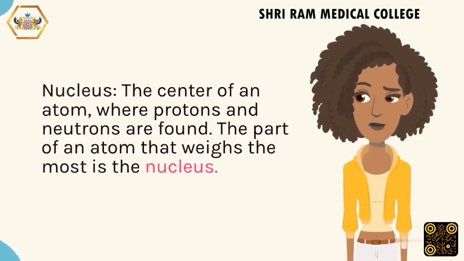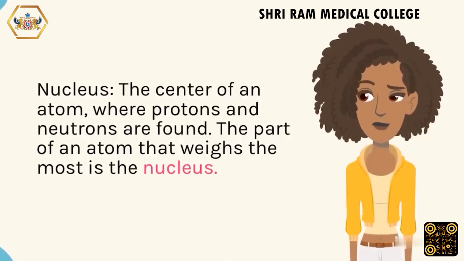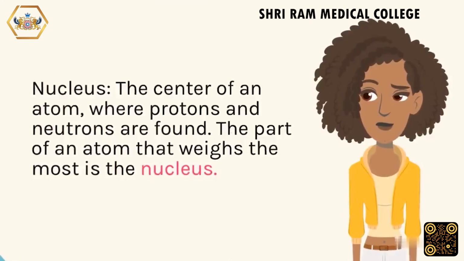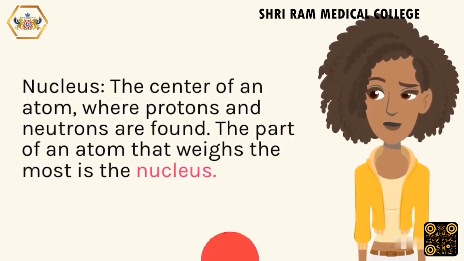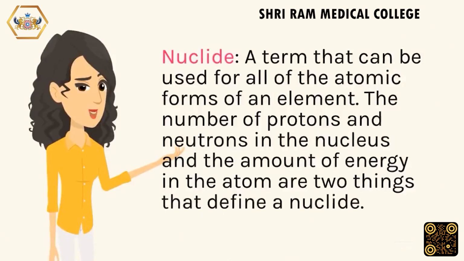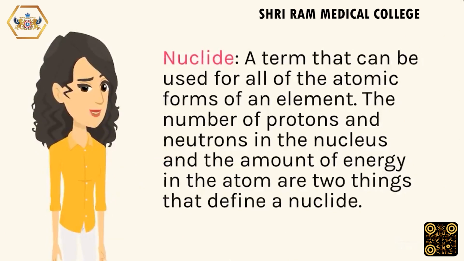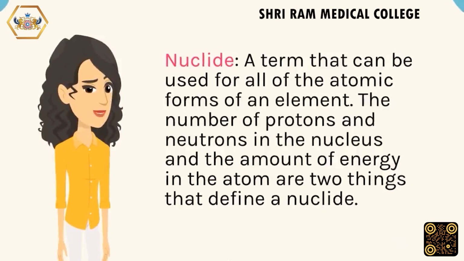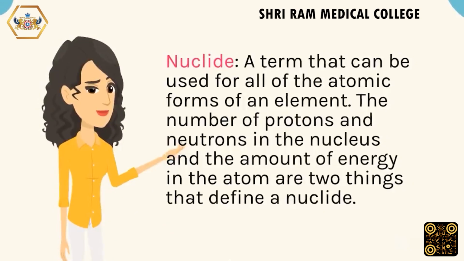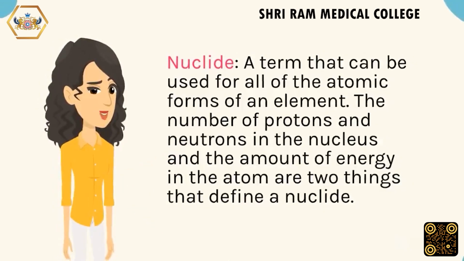Nucleus, the center of an atom, where protons and neutrons are found. The part of an atom that weighs the most is the nucleus. Nuclide, a term that can be used for all of the atomic forms of an element. The numbers of protons and neutrons in the nucleus and the amount of energy in the atom are two things that define a nuclide.